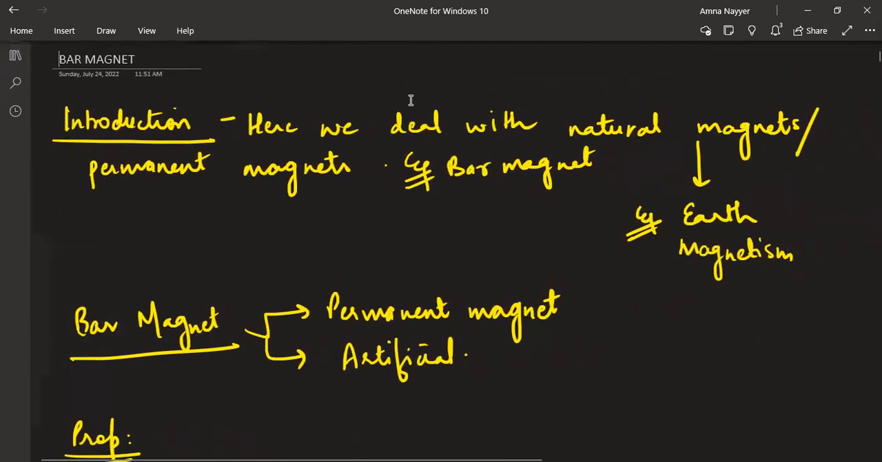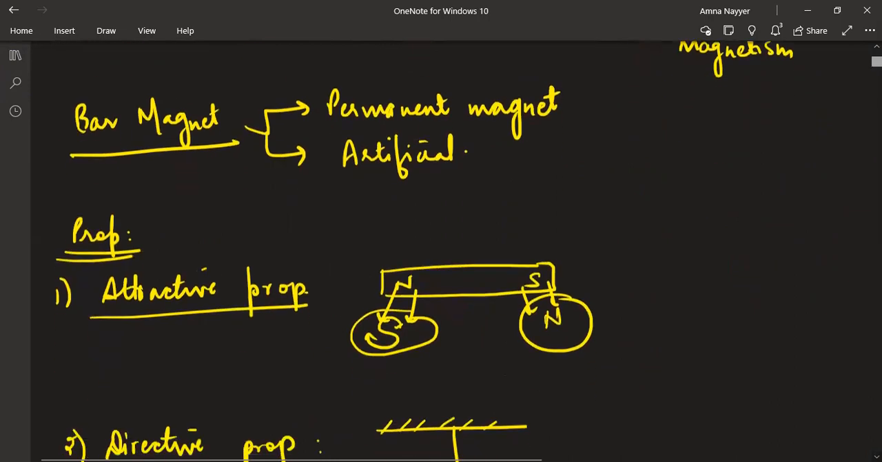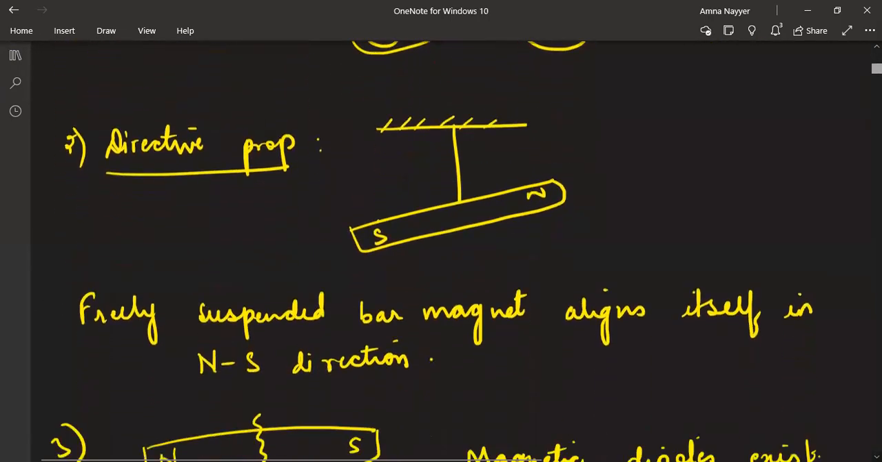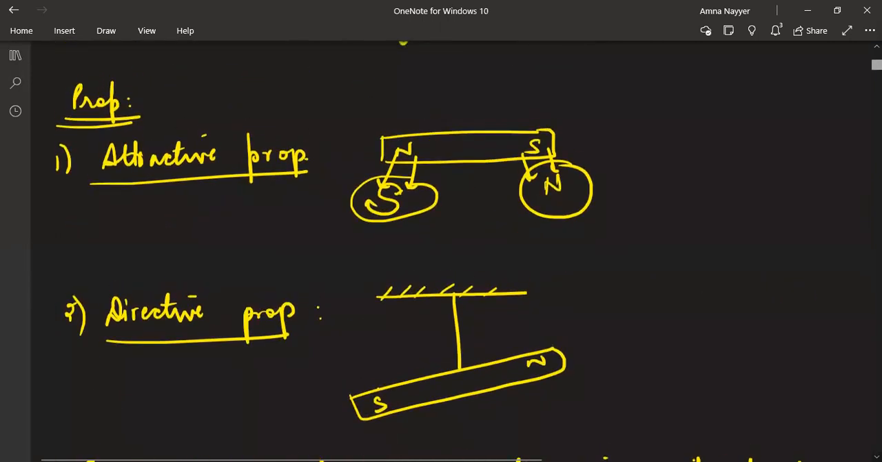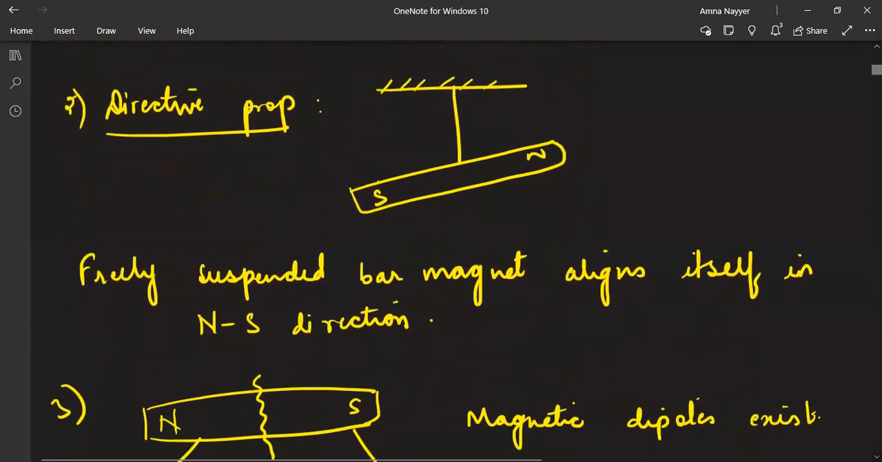Now mainly you have the concept of bar magnet. Totally you have to do bar magnet in detail. There are certain properties of bar magnet: it has attractive property, means north pole attracts south pole, and directive property, means if you freely suspend a bar magnet in the magnetic field, it will align itself automatically along the north-south direction.